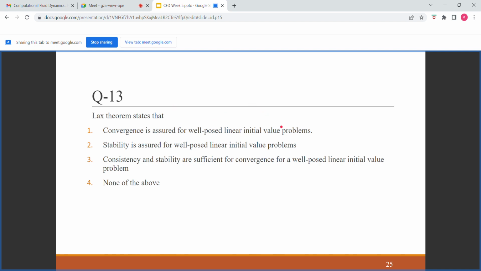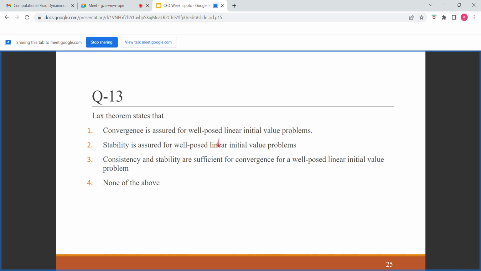No, it is not assured. Lax's theorem does not deal with that. Although it deals with convergence, it does not mean that it is assured, and stability is assured for well-posed linear initial value problems. Although well-posedness is a criterion we are looking for.